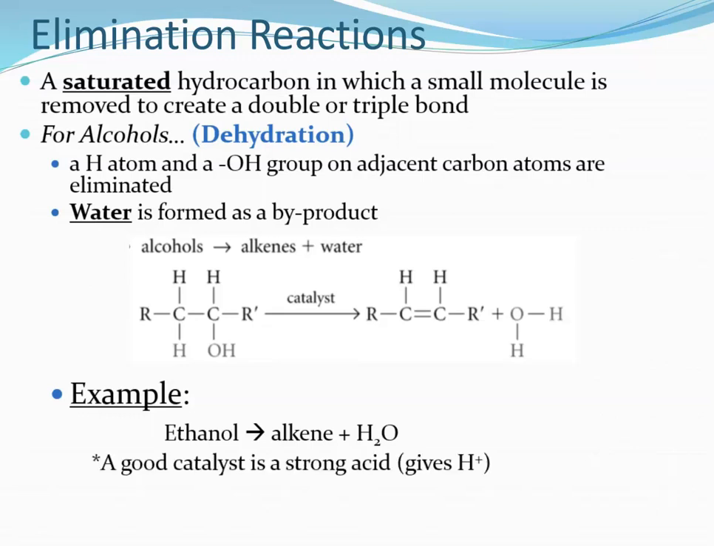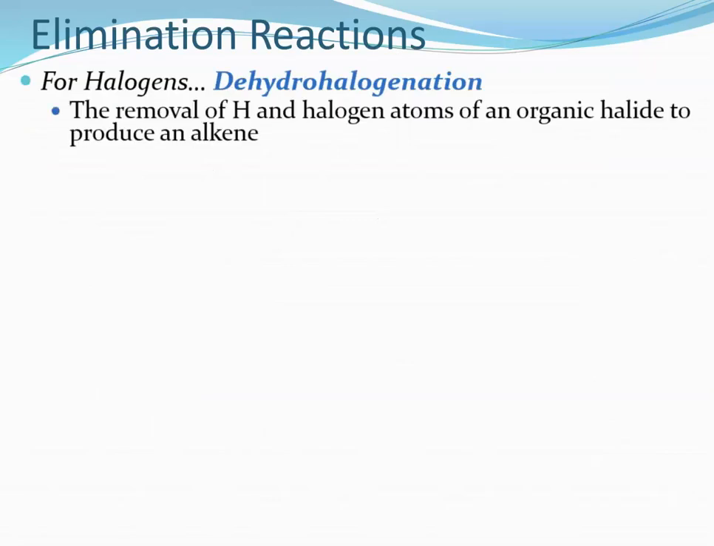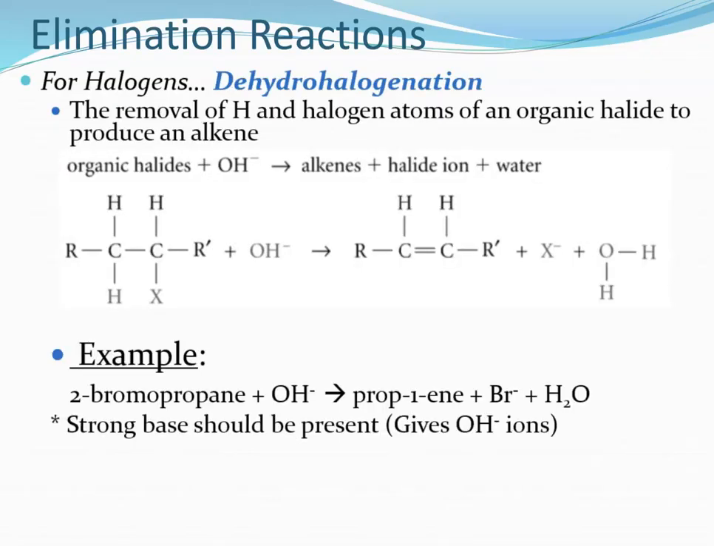Organic halides can also undergo elimination reactions. A strong base must be present, and the product is an alkene. Notice that the byproducts are the halide ions and water. When organic halides undergo elimination reactions, we call the process dehydrohalogenation.